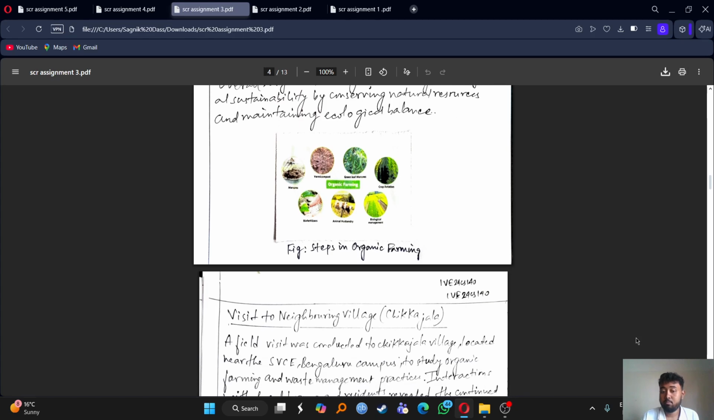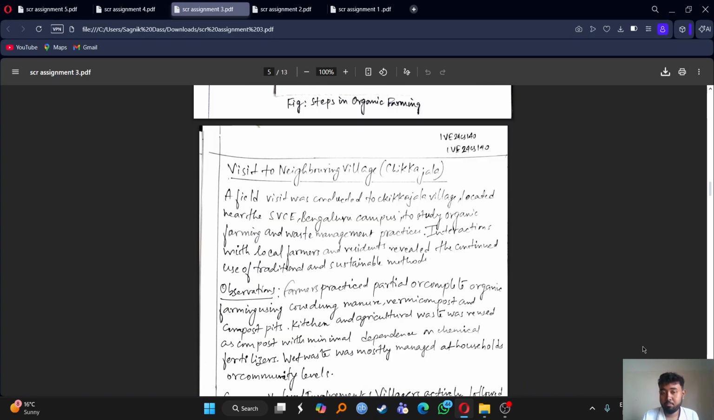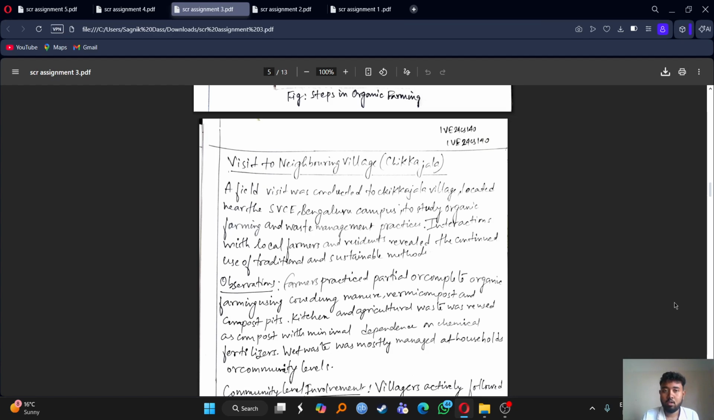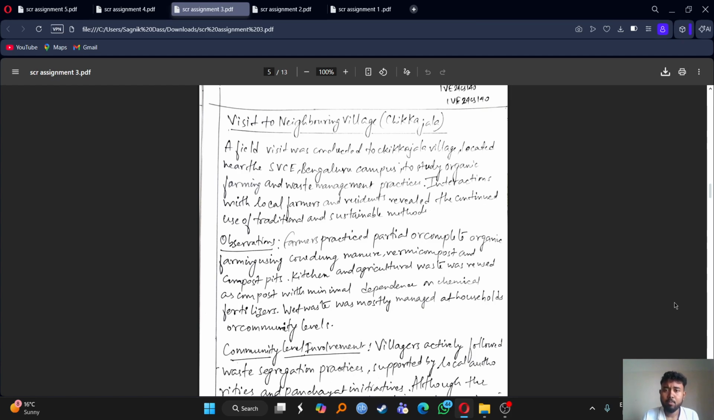We did all the activities that should be done for a proper organic farming activity. We started with visiting the neighboring village Chikkajala. We visited the land where we'd be doing the activity. Okay, the name of the village is Chikkajala, as already said. It's near the SVC campus itself.